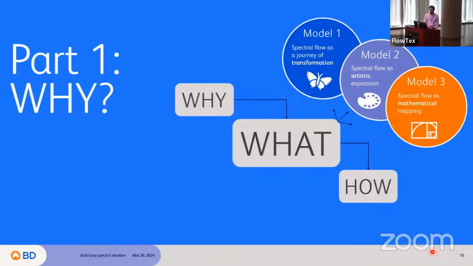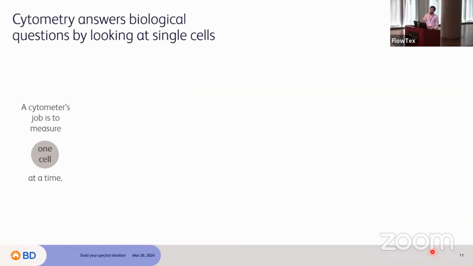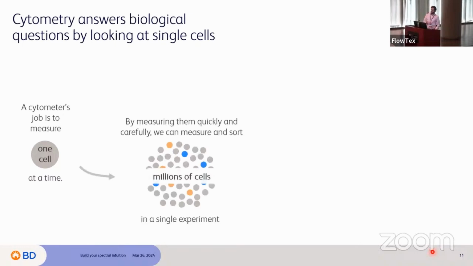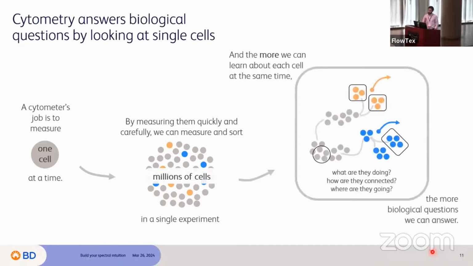Okay, so part 1 is the why. Why should we care about this? I think it's helpful to frame what we're talking about in terms of why we care about cytometry at all. Fundamentally, what a cytometer does, right, is measure one cell at a time. If you measure them quickly and if you do it carefully, you can measure and sort millions of those cells all in one experiment. And by doing that, you can learn multiple things about each cell and compare those things to other cells. And you can start to learn, what are those cells doing? How are they related to each other?